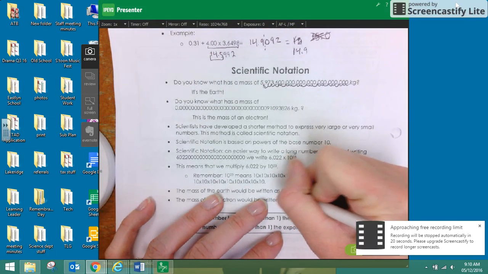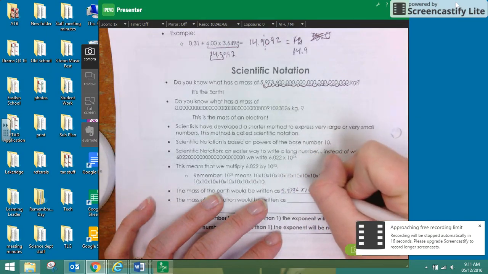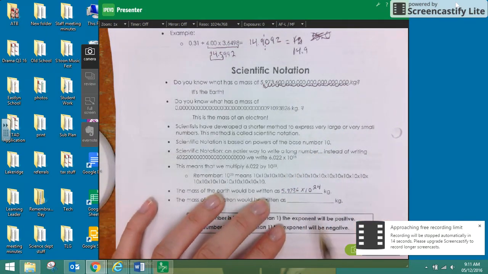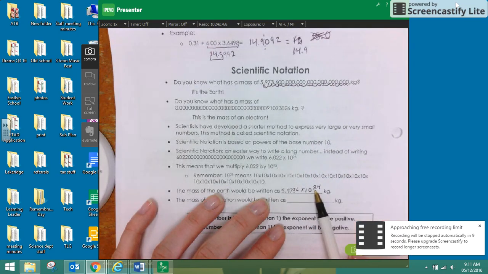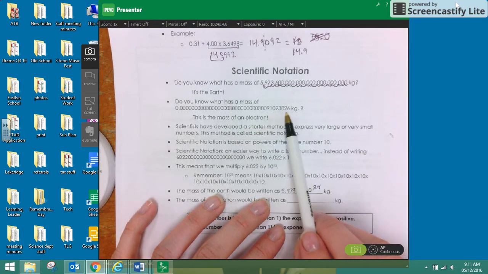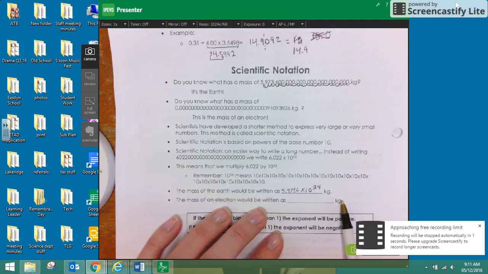So then I write it as 5.9736 times 10 to the power of 24. And I don't need to write anything after the 6 because none of those zeros are significant. It's a positive 24 exponent because we're starting with a really big number. If we're working with a small number like this mass of electrons, then our exponent would be negative.